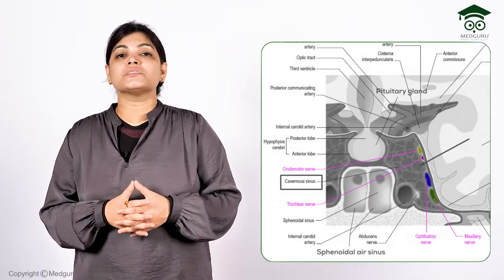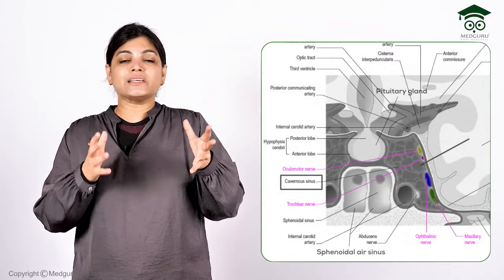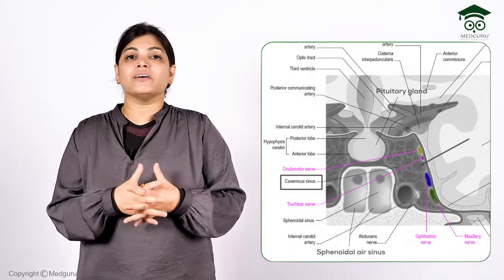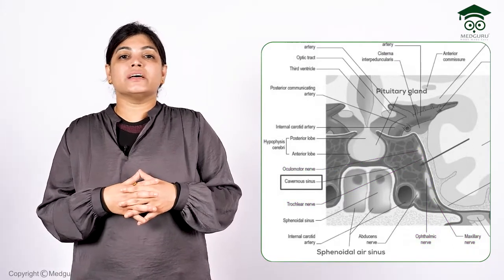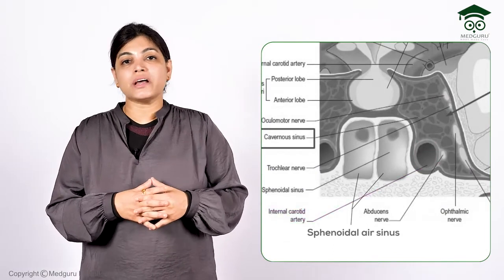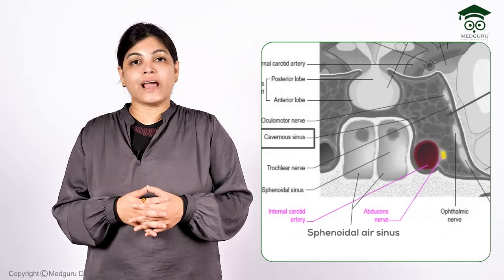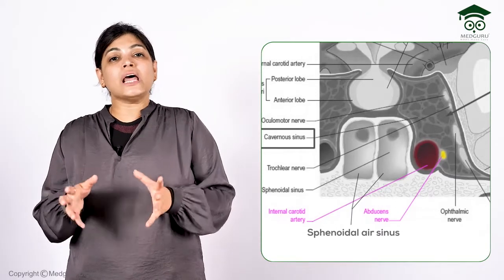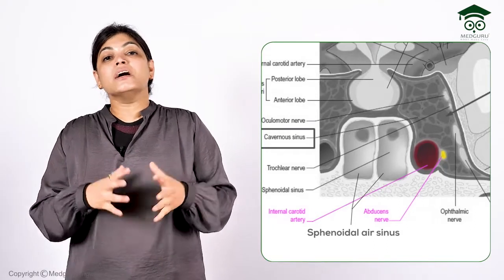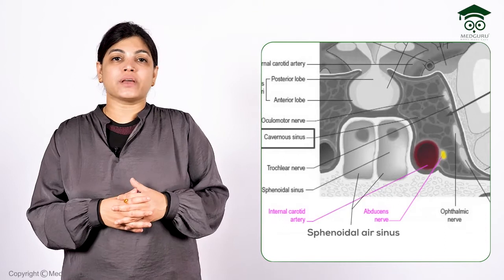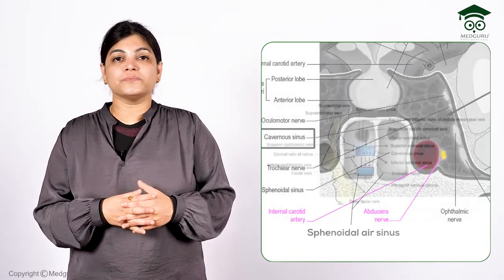Now coming to the relations which are found in the medial wall of the cavernous sinus. Not exactly the medial wall, it means going inside the cavernous sinus. So the structures related to the medial aspect are two structures: the internal carotid artery and the abducent nerve, the sixth cranial nerve. So this was all about the relations of the cavernous sinus. After this, I would like to explain the tributaries and communications of the cavernous sinus. So let's come to the discussion of tributaries and communications.